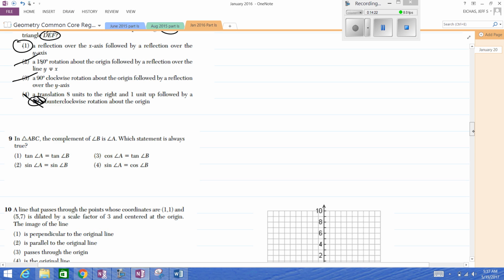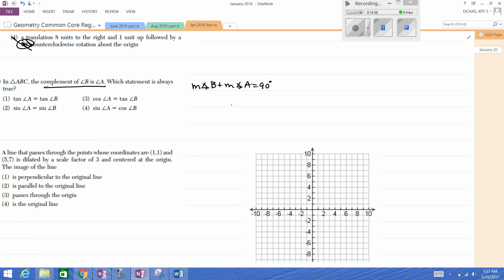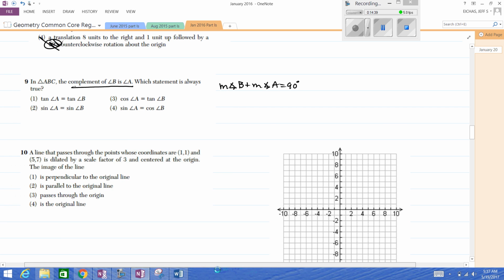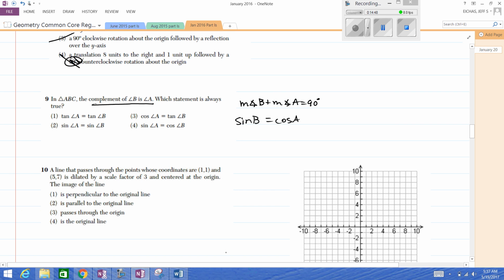Okay. All right, down to this. Complement of B is A. So that's basically telling us the measure of angle B plus the measure of angle A equals 90 degrees. This is pretty straightforward. Once we know that those two angles add up to 90, their cofunctions are equal. So you're either going to get sine of B equals cos of A, or sine of A equals cos B. Of course, we can switch these around. Let's see, which one is it? It's not the one with tans. It's this one right here. So that's what we want to look for.